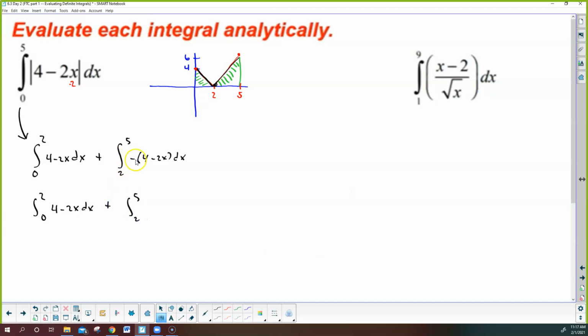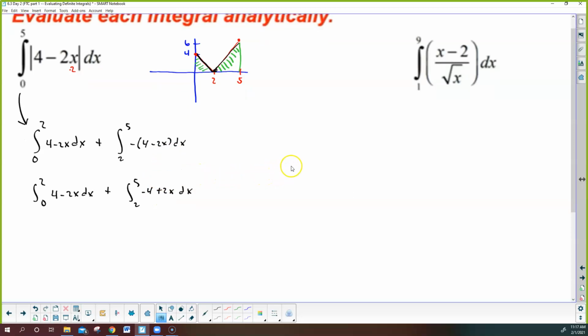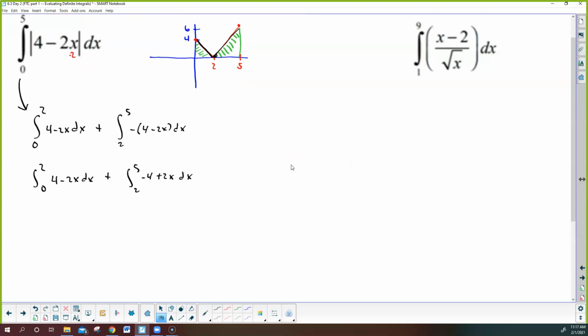Now, instead of pulling the negative out, I'm going to distribute the negative. And now watch what happens. We can do each one of these individually using the antiderivatives. Now, to be honest, if this was a multiple choice question, I would solve it graphically. I would graph this, find the area of each piece, and add it up, but it should be equal to the same thing as we have here. So I'll do this really quick. I'm going to take the antiderivatives of these two pieces.